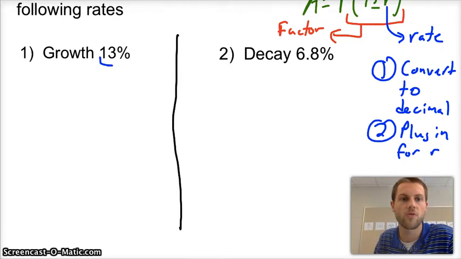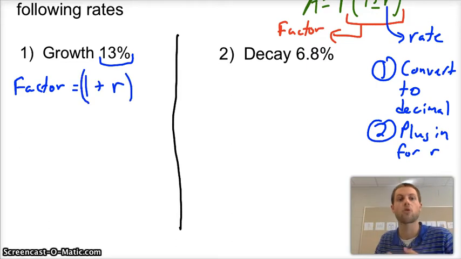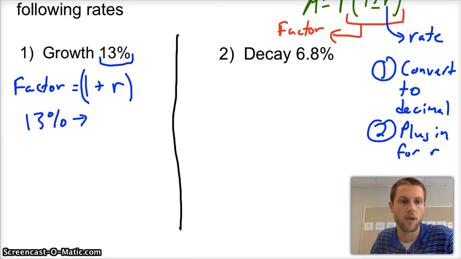We want to find a growth factor for a growth of 13%. So the factor, remember, is going to equal 1 plus R. And now I chose to use a plus because I'm growing, so I'm going to be increasing by whatever that rate is. So the 13% is going to be written as 0.13 as a decimal. And if you're having trouble, remember, to convert from a percentage to a decimal, I take my decimal point in the percentage and move it over 2 decimal places.